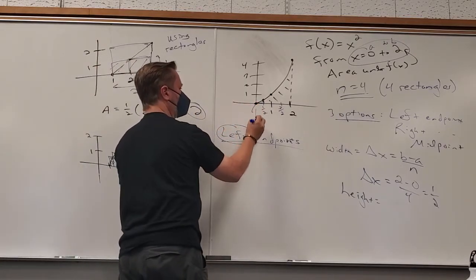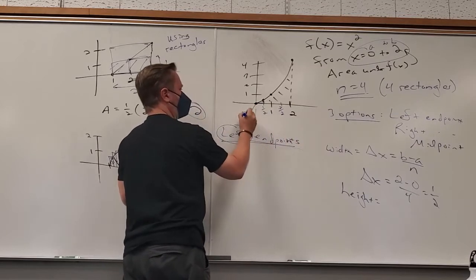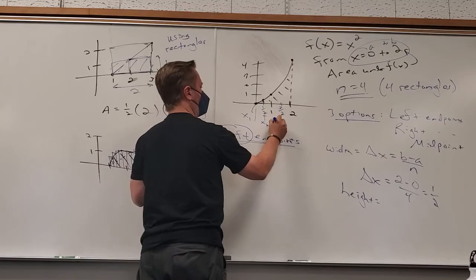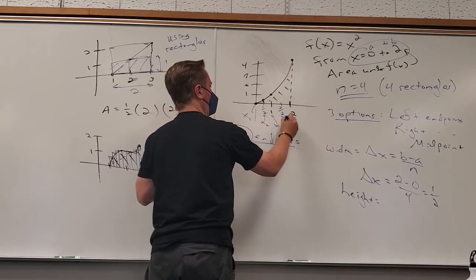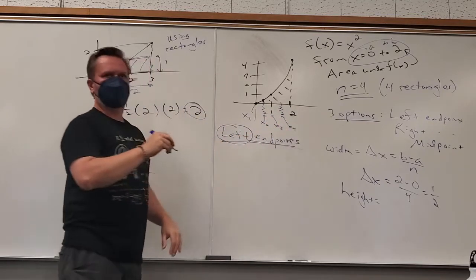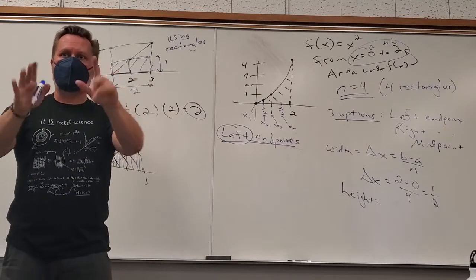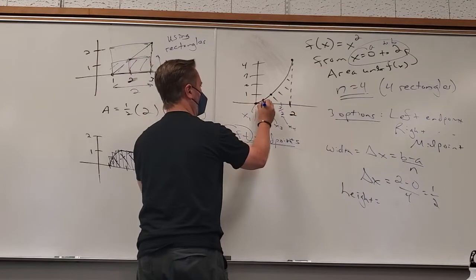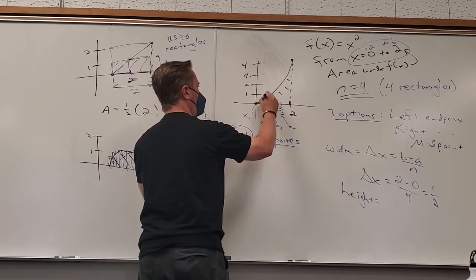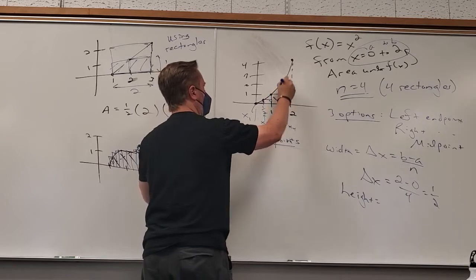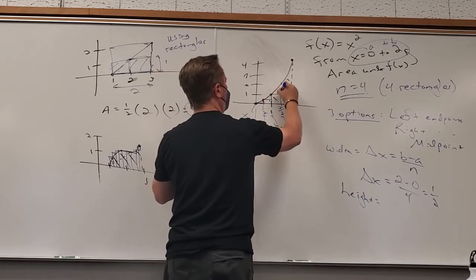This is the first left endpoint, correct? We're going to call it x1. This is x2. This is x3. This is x4. Drawing them in should not be bad because all you do, I drew the first one in. Now find the height for the second one, draw it in. Find the height for the third one, draw it in. Find the height for the fourth one, draw it in.